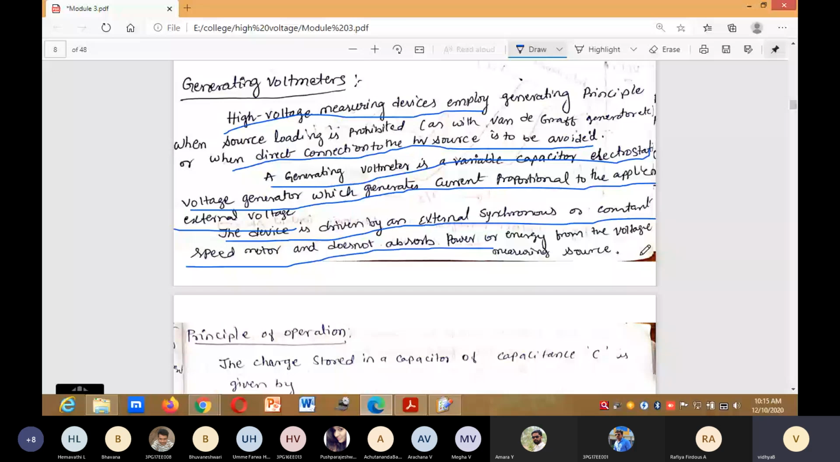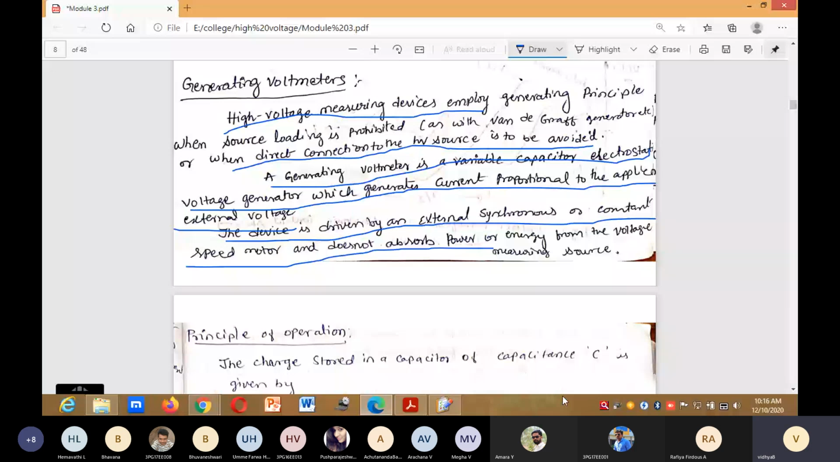The Van de Graaff generator we have used to generate high voltage. A generating voltmeter is a variable capacitor electrostatic voltage generator, which generates current proportional to the applied external voltage. The device is driven by an external synchronous or constant speed motor, and does not absorb power or energy from the voltage measuring source.